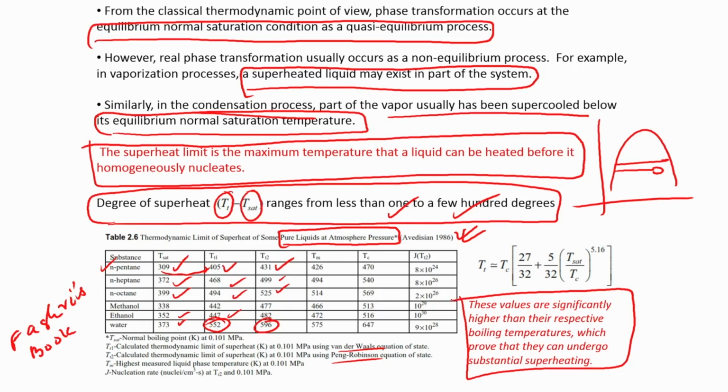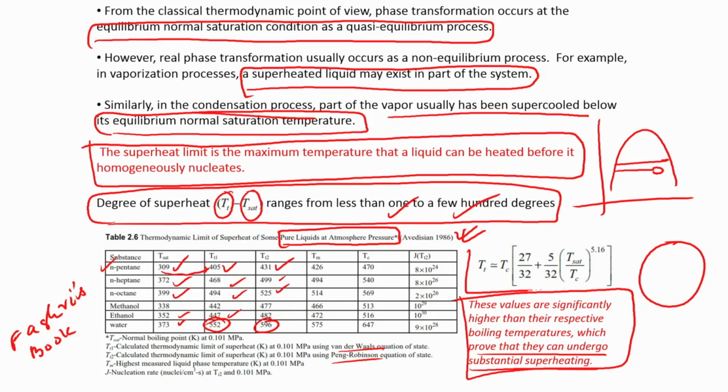The boiling point of water under atmospheric pressure is 100 degrees Celsius, but here you are getting 552 Kelvin. 552 Kelvin is almost 300 degrees Celsius, give or take. So, this proves that they can undergo substantial superheating, even beyond their normal boiling point. And in fact, in the case of multi-component droplets, when you actually have boiling inside a droplet, we do see such things.